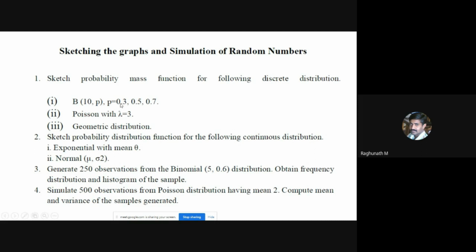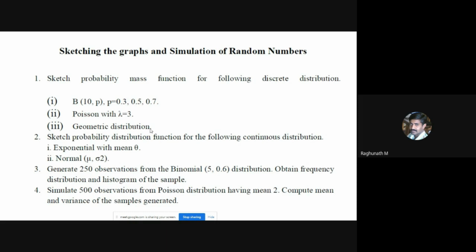Why? Because p lies between 0 and 1, and I am sitting at 0.5, the center. I am going below by 0.2 and above by 0.2. So this has one significance. When you come to 0.5, if you look at the graph, I'll be talking more about this part. So the values are 0.3, 0.5 and 0.7.